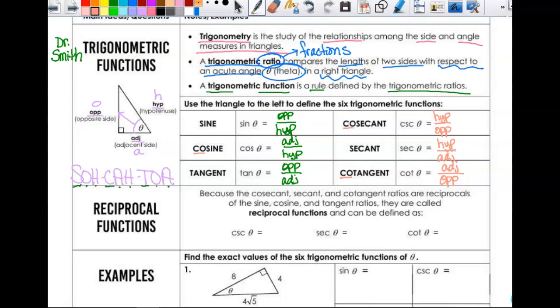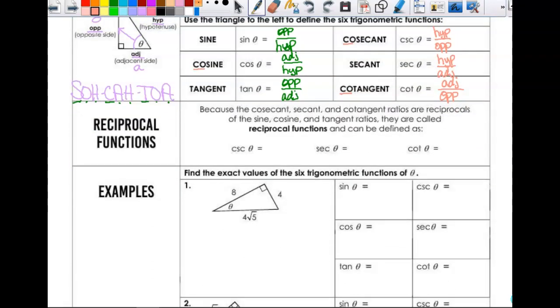All right. So these are reciprocal functions, right? And we literally just took the reciprocal of this to get this. And so it says because cosecant, secant, and cotangent ratios are reciprocals of sine, cosine, and tangent, they are called reciprocal functions. So yes, it is hypotenuse over adjacent, but cosecant is the reciprocal of sine, so this is also 1 over sine theta.